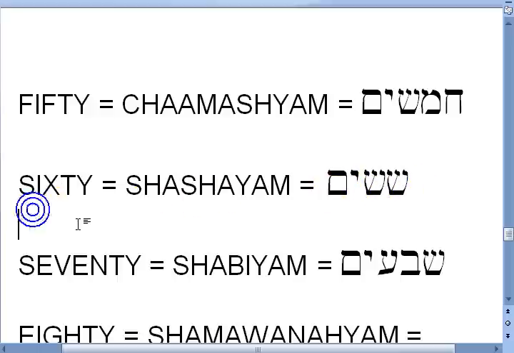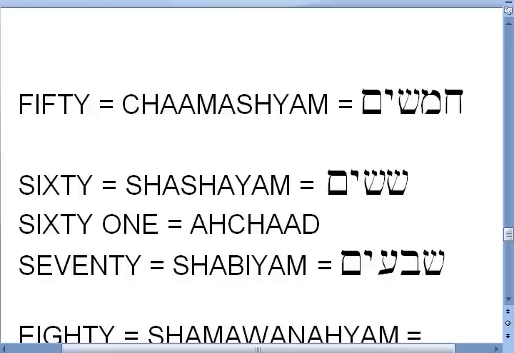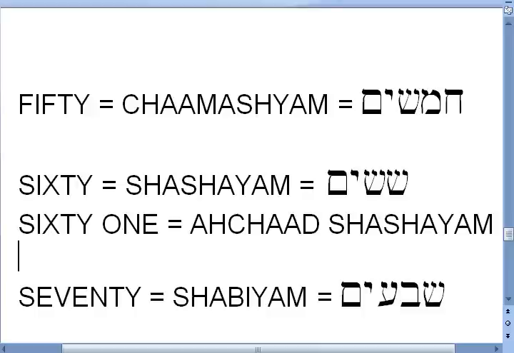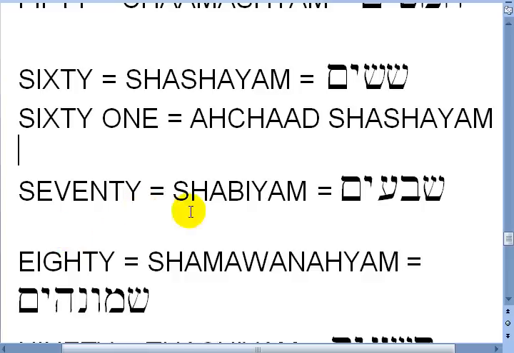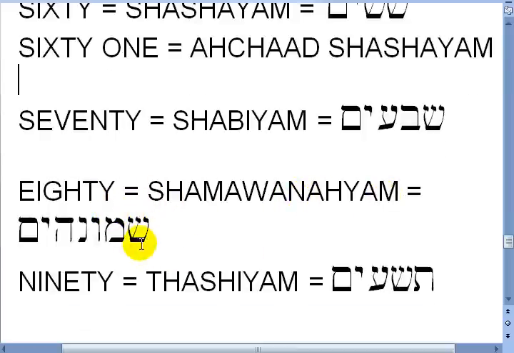Let me just write that one down for you. 61 is Akkad Shashayim. That's 61. Shanya Shashayim, 62. Shalash Shashayim, 63. Then you get to 70, Shabayim. Shabai is 7, and then the Yum is like adding 10 to it. So Shabayim is 70. Shamawanayim is 80, because Shamawana is 8, and then the Yum makes it 80. 90 is Thashayim. Thashay is 9, then the Yum makes it 90.